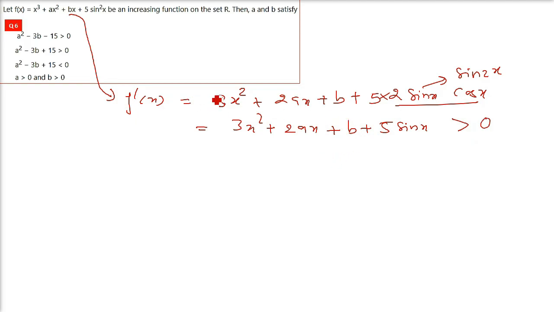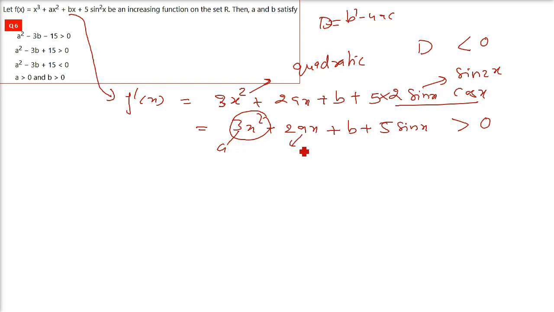What does it mean? Can you sense that this expression is nothing but a quadratic equation? Ax square plus bx plus c is the standard form of a quadratic equation. So the discriminant should be less than 0. What is the discriminant? B square minus 4ac. B square minus 4ac should be less than 0. From here we can get the condition for a and b. A is 3 here, b is 2a here, and c is b plus 5 sin 2x. It is not sin x, it is sin 2x. I have written it, you can just change it.